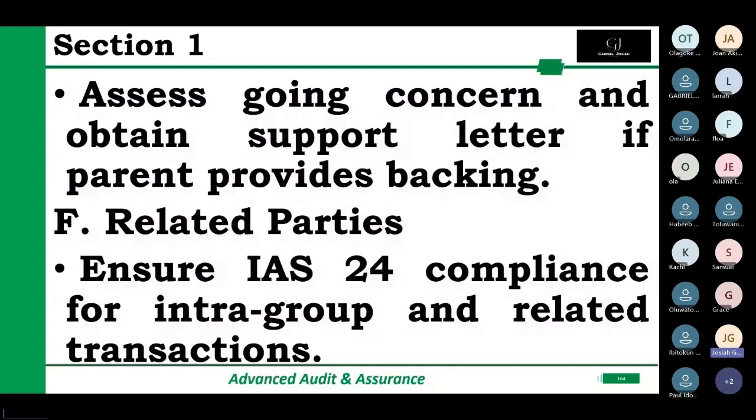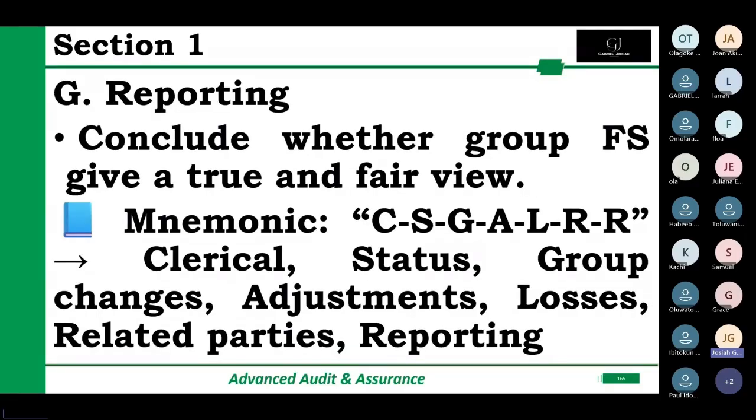And very critically around related parties, the group auditor needs to ensure IAS 24 compliance for intra-group and related transactions. These related parties are very critical areas the auditor needs to concentrate on and ensure that transactions around that are in compliance with the group's policies. Also reporting, he needs to conclude whether the group financial statements give a true and fair view. And that's the essence of the audit. That's the objective, whether the group's financial statements give a true and fair view.